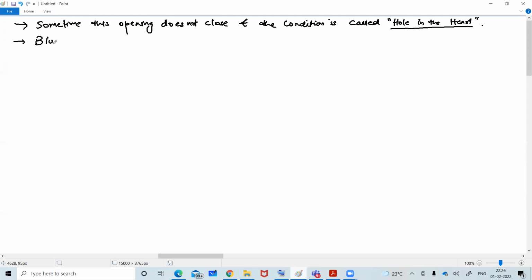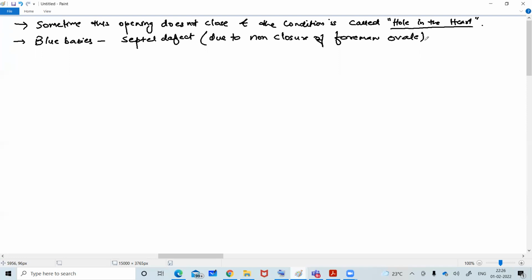So we'll write this point also. Blue baby means septal defect, due to non-closure of fossa ovalis, non-closure of foramen ovale, leading to mixing of oxygenated and deoxygenated blood.